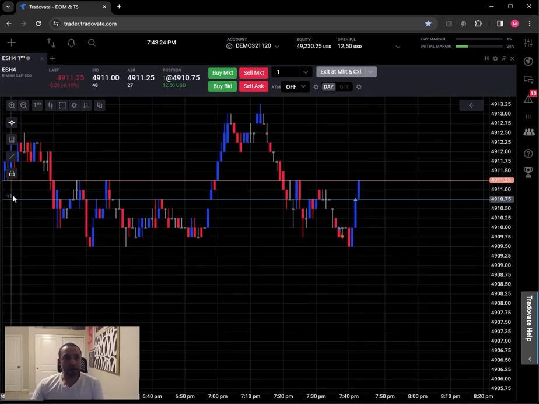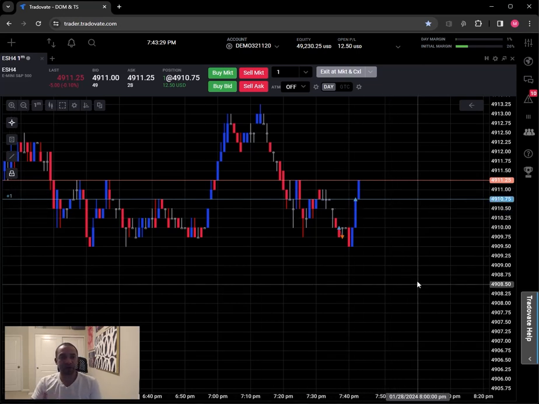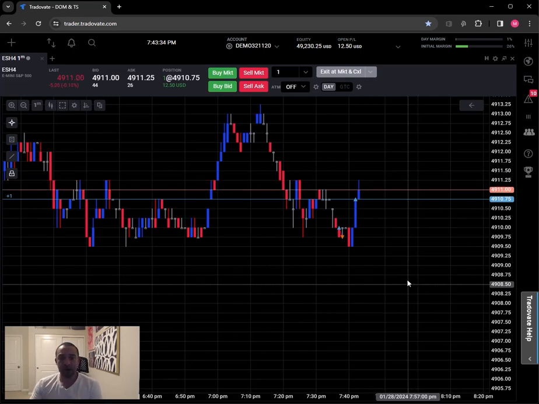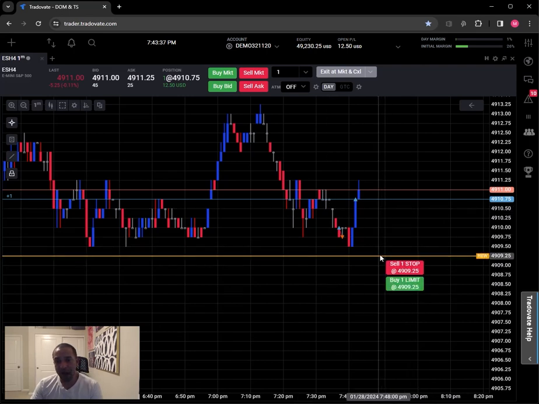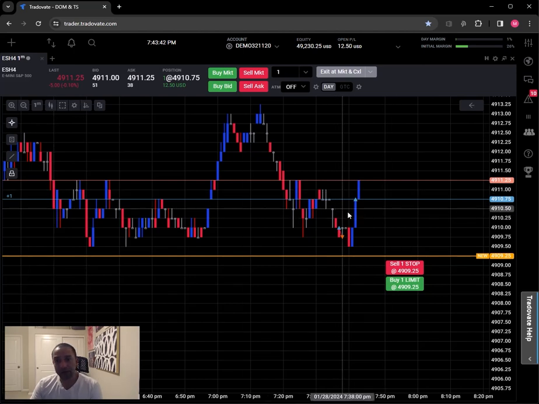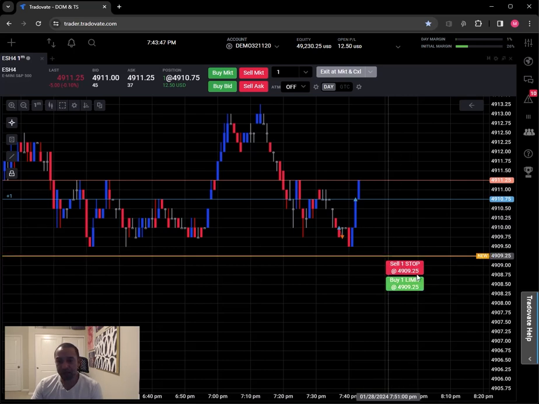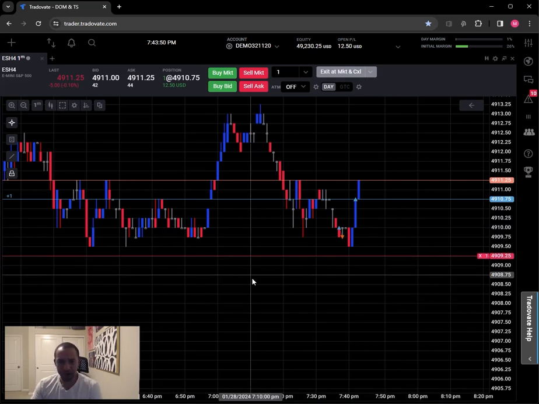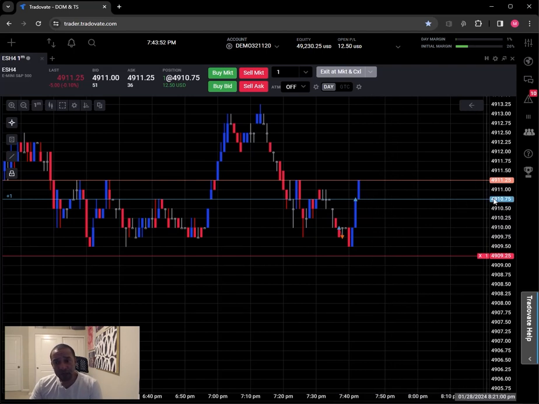So if I'm in a plus one position, if I'm long one contract, in order to get out of a contract that I bought, I would have to sell that contract. So I need to put a sell stop order below my entry point. Since I'm long, since I've bought one contract, in order for me to exit at a certain point, I need to put a sell stop order on here. Okay, so that means if price comes down to here, it's going to sell the contract that I bought and get me out of the position for a loss.